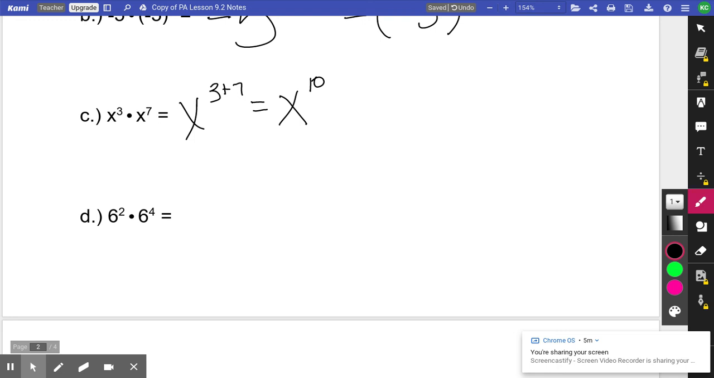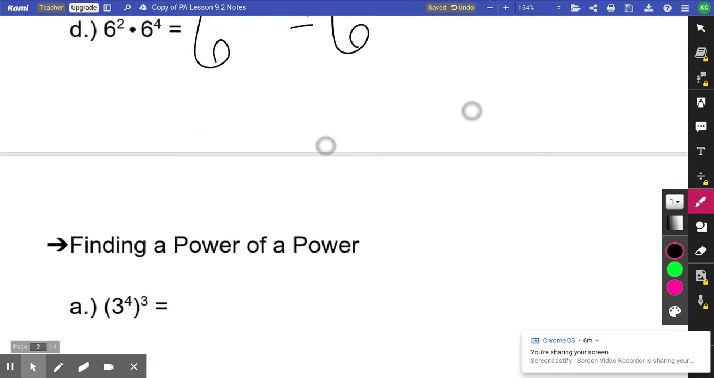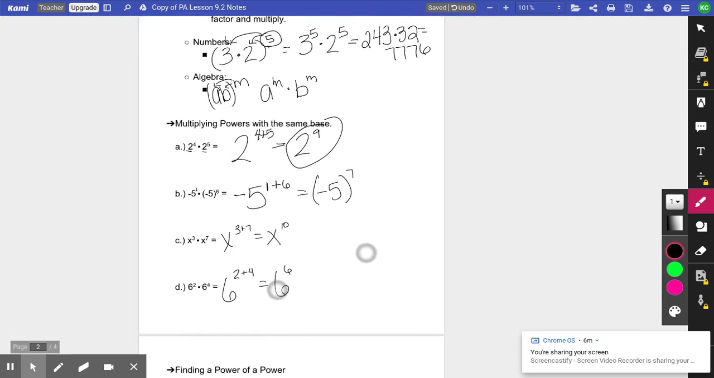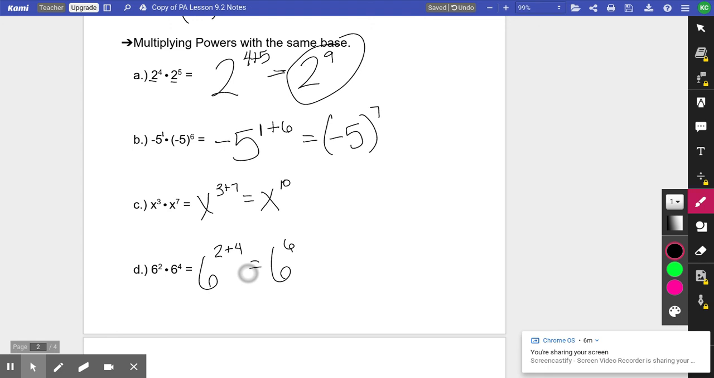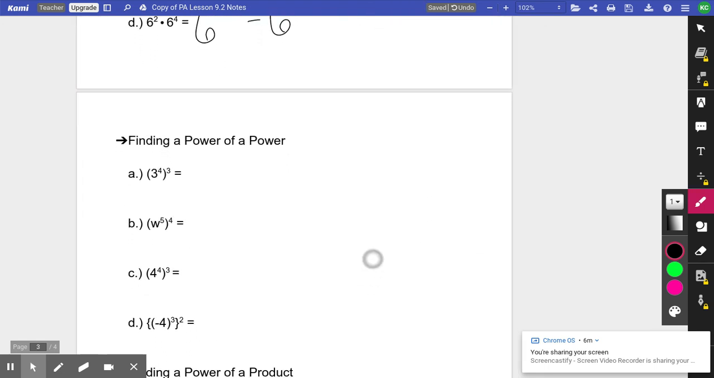Next, I have 6 to the 2nd times 6 to the 4th. That's going to give me a base of 6. 2 plus 4, so I'm going to have 6 to the 6th. Relatively simple. Multiplying powers with the same base is very simple. We're just adding our exponents together.